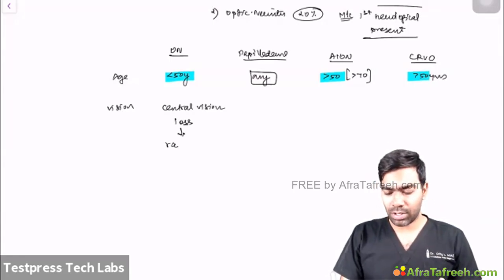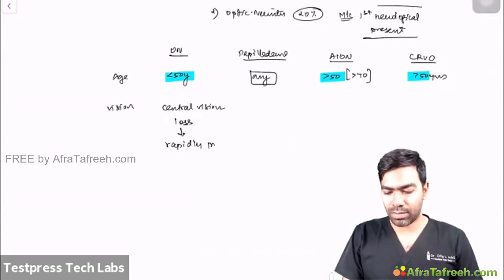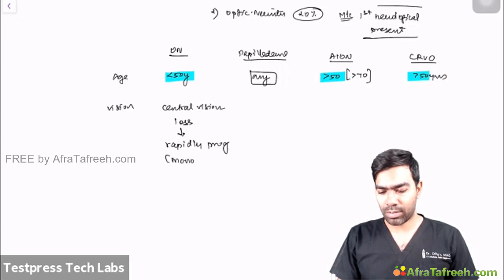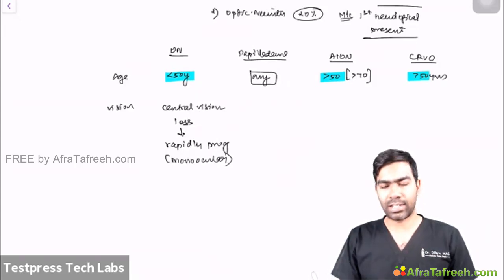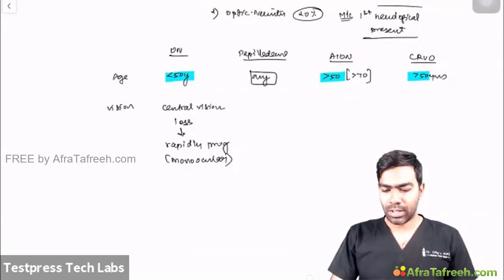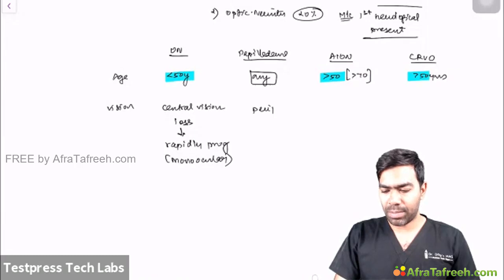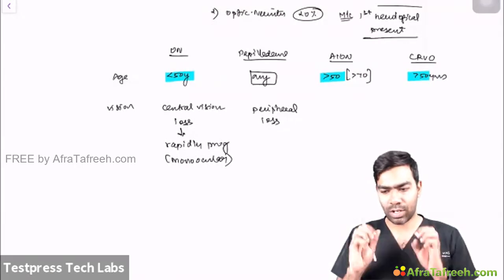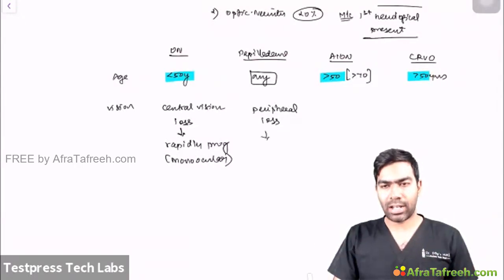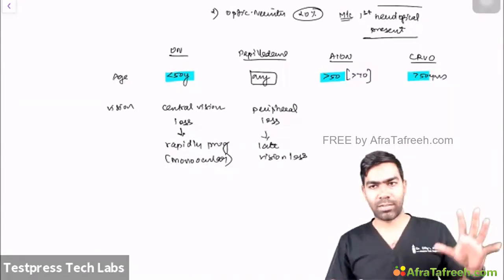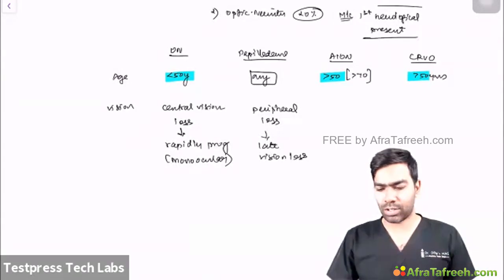And most often, this loss will be rapidly progressive, and most often monocular, which means it will be asymmetric in nature. It can be bilateral, but very commonly it will be asymmetric. On one side, it will be more severe. Most often in papilledema, you will have a peripheral vision loss compared to the central vision loss. That's why it's called enlargement of the blind spot. They will have only late vision loss, because it's a peripheral loss and the central vision takes a lot of time to get damaged.